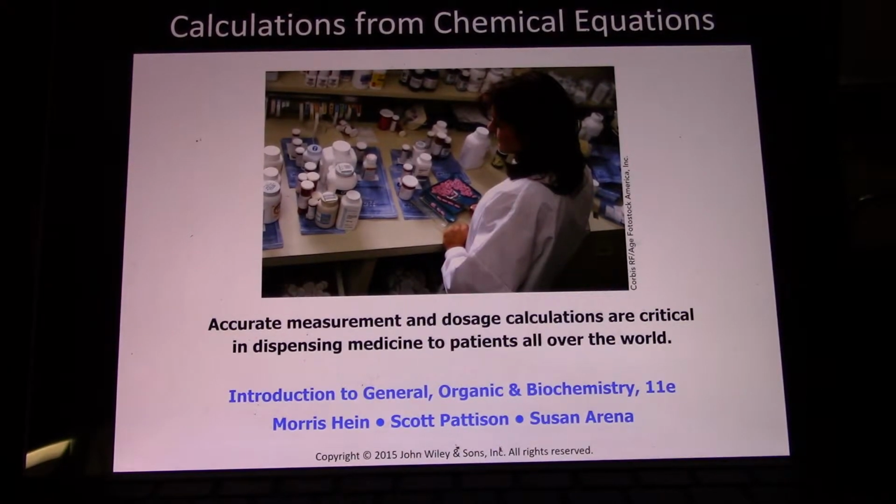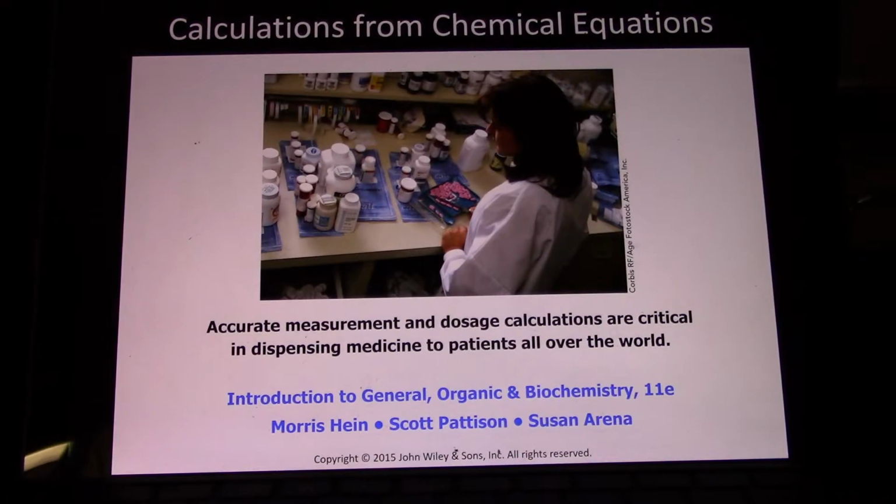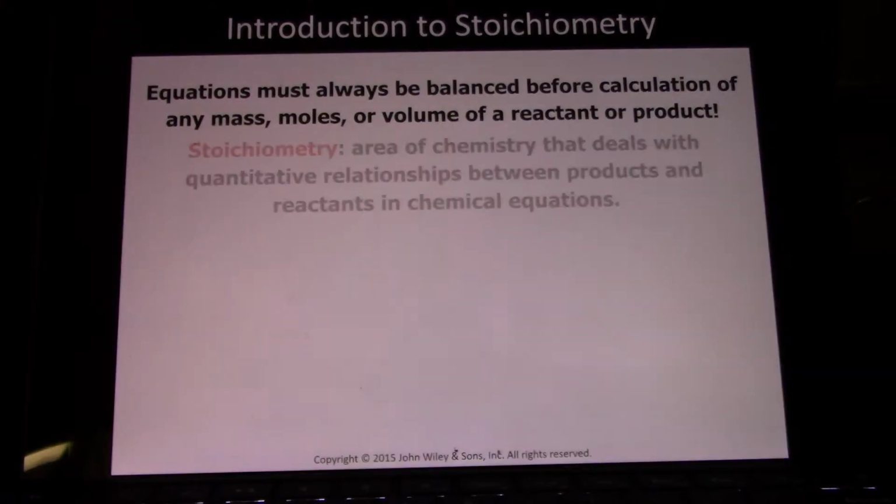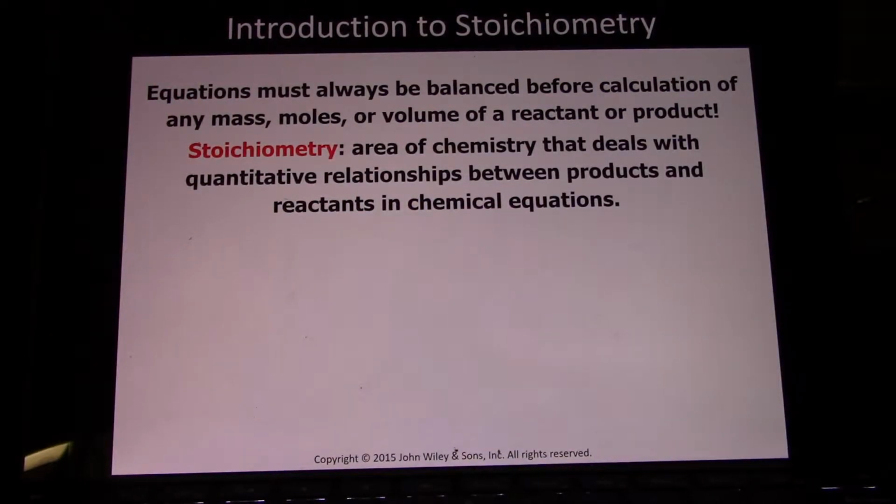Chapter 9, Calculations from Chemical Equations. This chapter is going to completely focus on stoichiometry. Stoichiometry is the area of chemistry that deals with the quantitative numerical relationships between reactants and products, between reactants and reactants, or between products and products in a chemical equation.